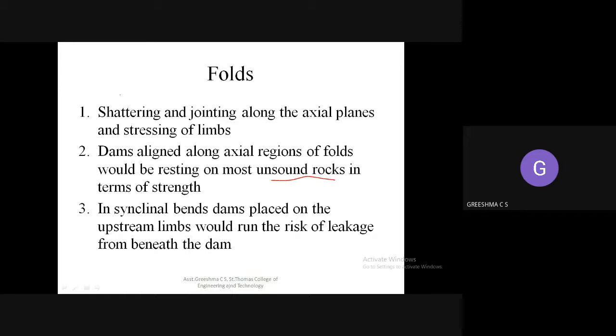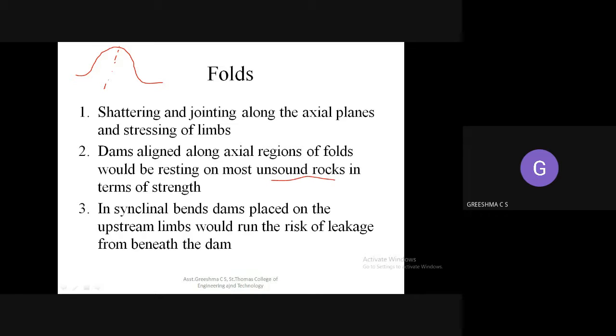See, if this is the fault, our dam should not be aligned here. This is the axial region. So the dam should not be aligned along the axial region. The dam should not be aligned along this axial region of the fold. If it is aligned along the axial region, it means that it is going to be very unsound in terms of strength. That means the strength of the dam will be very less.